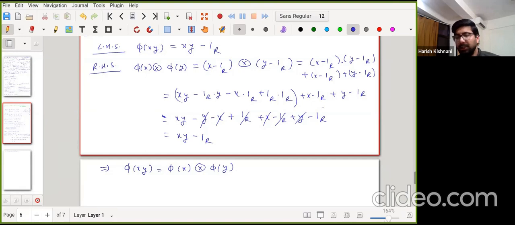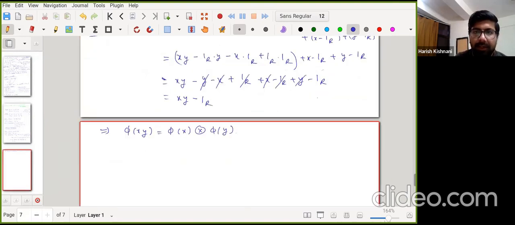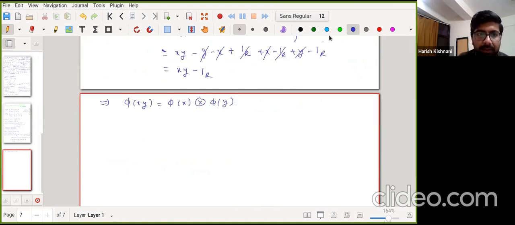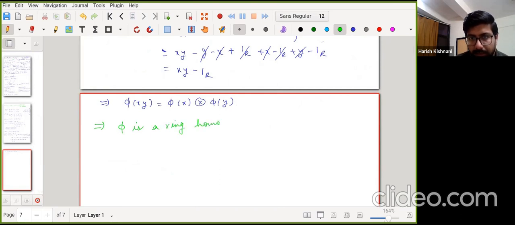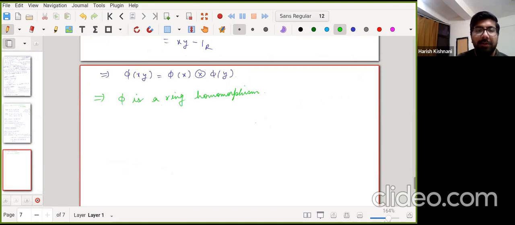Okay, I assume there is no doubt. So till now we just showed that phi is a ring homomorphism. Okay, now we have to show that it is also one-one and onto. So can anyone just say why it is one-one?